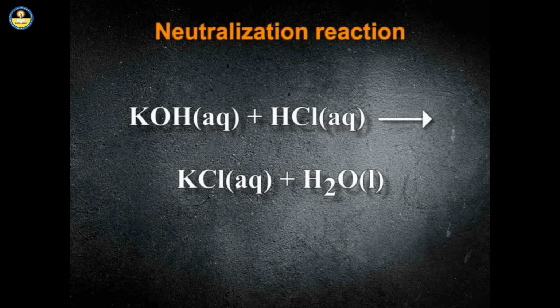Let us discuss another neutralization reaction. The reaction between potassium hydroxide and hydrochloric acid in an aqueous solution can be written as KOH in aqueous state reacts with HCl in aqueous state to give KCl in aqueous state plus H2O in liquid state.